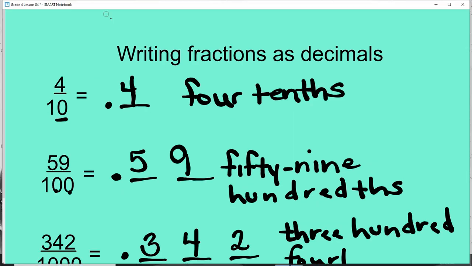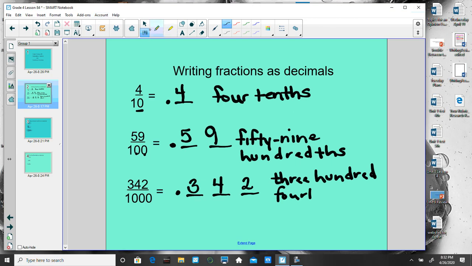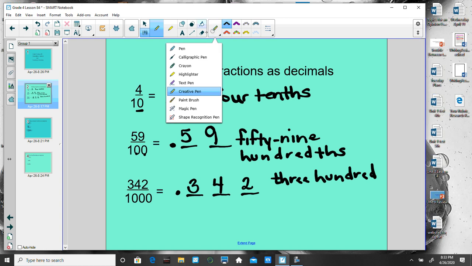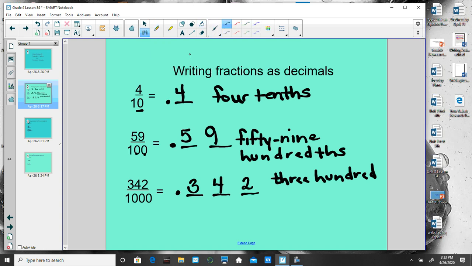Let's go back. We need to erase. All right. Let's get that eraser in here. Where's my eraser? Shapes, polygons, eraser. All right, we're going to erase this over here. All right, now we'll go back to our pen.